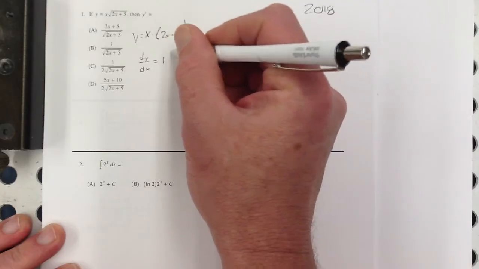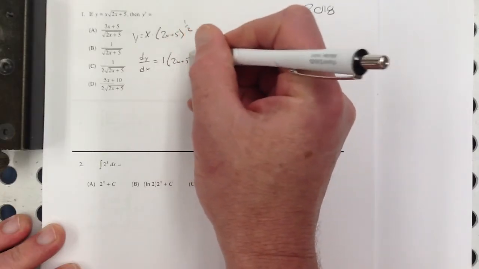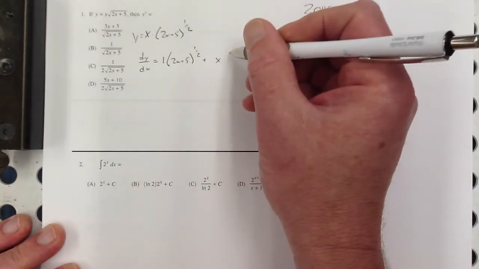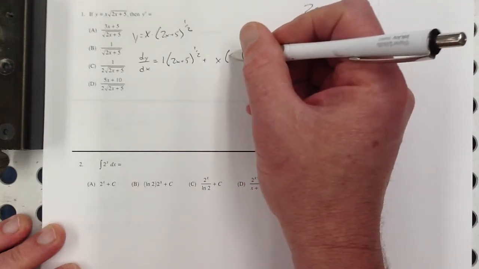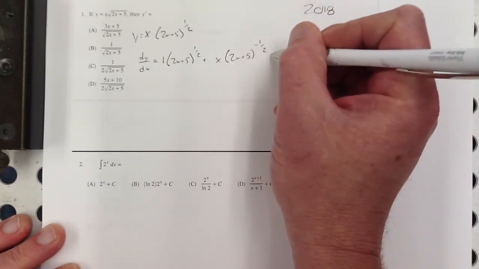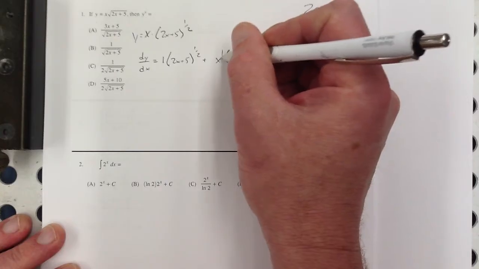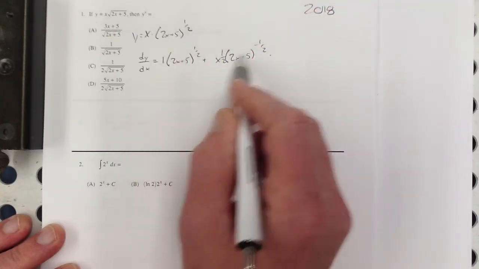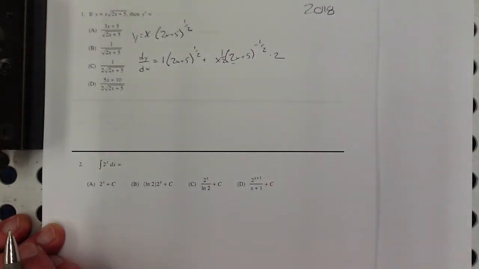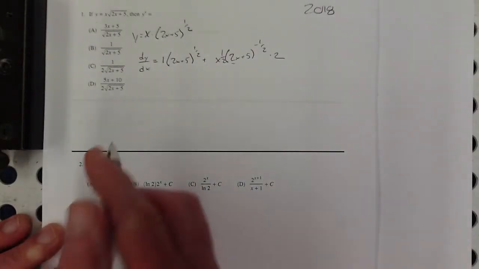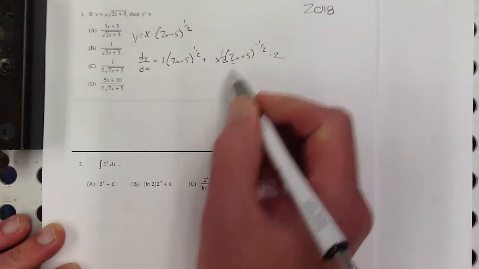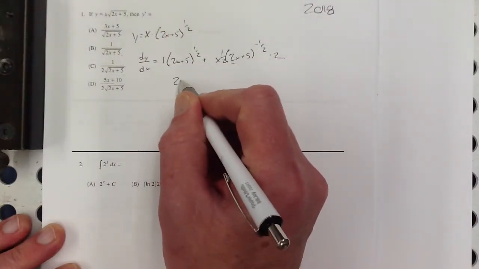Derivative of the first times the second plus the first times the derivative of the second. Then there's chain rule in there. And it looks like they have got a common denominator of this. Right, so I'm going to have to do a little simplifying here.